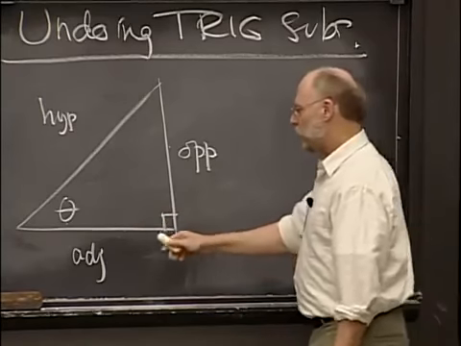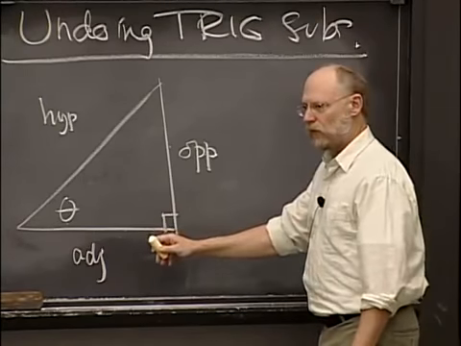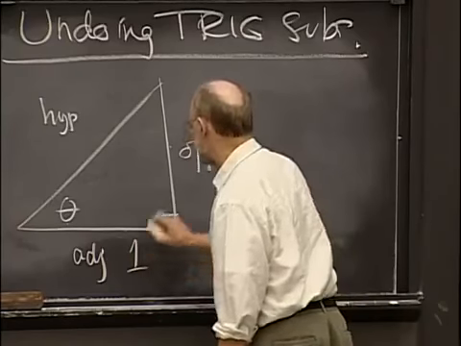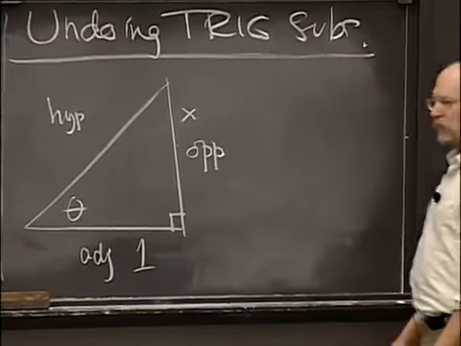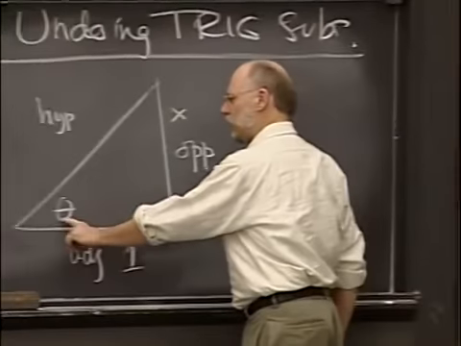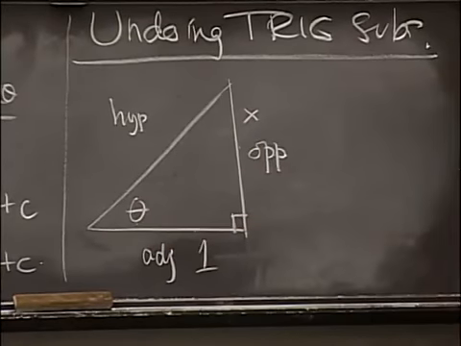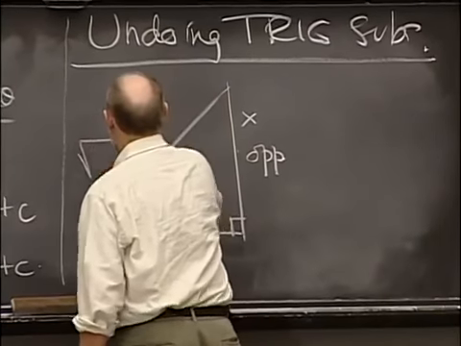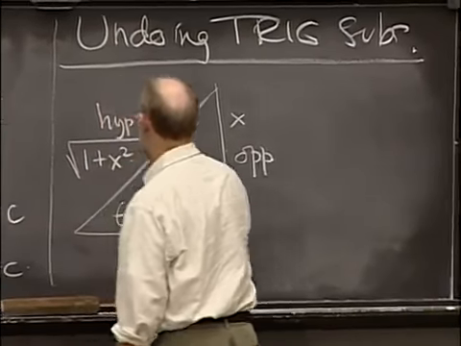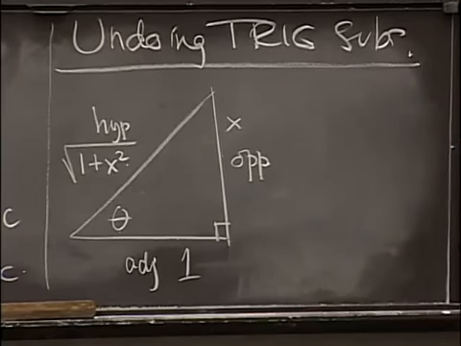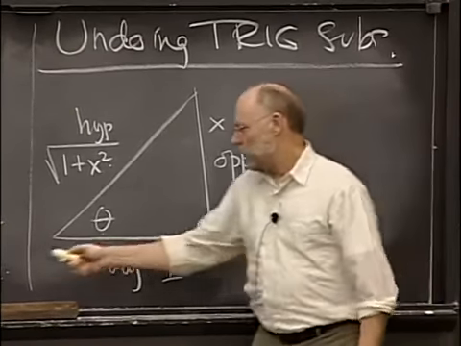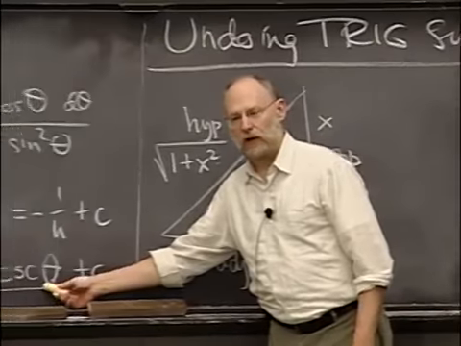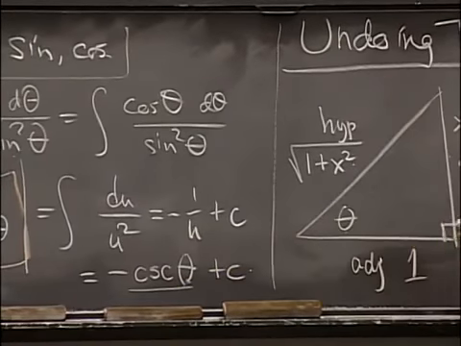There are different ways to do that, but why not do it in the simplest way and suppose that the adjacent is 1 and the opposite is x. This is correct now, isn't it? I get the correct value for the tangent of theta by saying that the lengths are 1 and x. And that means that the hypotenuse has length the square root of 1 plus x squared. Well, here's a triangle. I'm interested in computing the cosecant of theta. Where does that appear in the triangle?